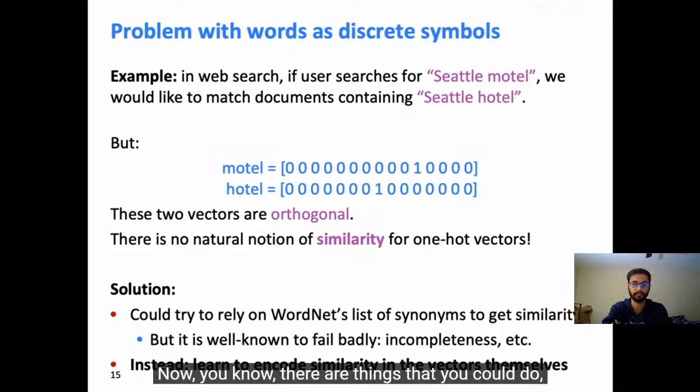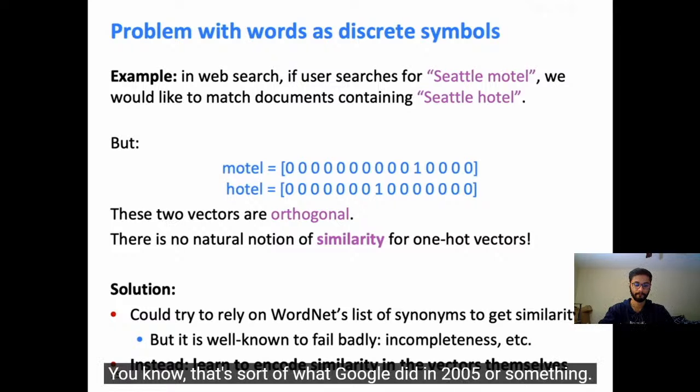Now, there are things that you could do. I just showed you WordNet, and WordNet shows you some synonyms, so that might help a bit. There are other things you could do. You could say, well, why don't we just build up a big table of word similarities, and we could work with that. And people used to try and do that, right? That's what Google did in 2005 or something.